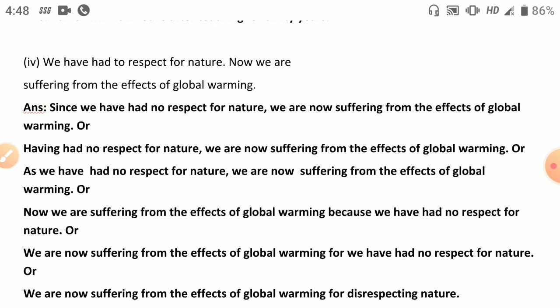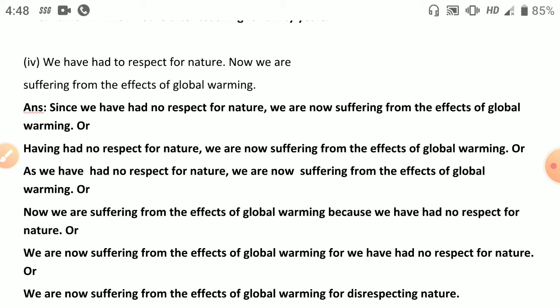Fourth, we have had no respect for nature. Now we are suffering from the effects of global warming. Again, there is a cause and effect. So since we have had no respect for nature, we are suffering from the effects of global warming. Next one, having had no respect for nature, we are now suffering from the effects of global warming.